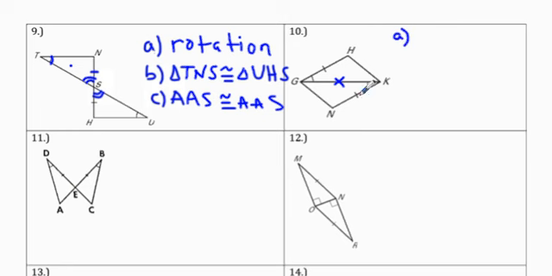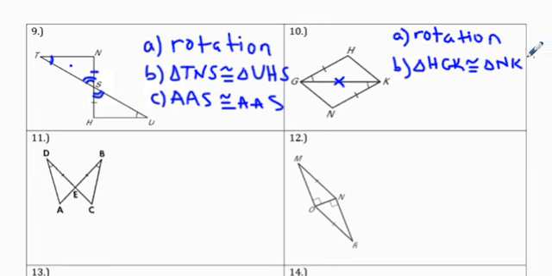Okay, so this one, how do I get on top of the other one? I'd have to rotate it. That's the only way to get side HG on top of side NK, because those are marked congruent, to rotate the triangles. Part B is to list the congruent triangles. I'll do the top one first. Triangle HGK, congruent to, imagine the rotation happening. It's a rotation of 180. H would rotate to N. G would rotate to K. And then the last letter listed, K, would rotate to G.